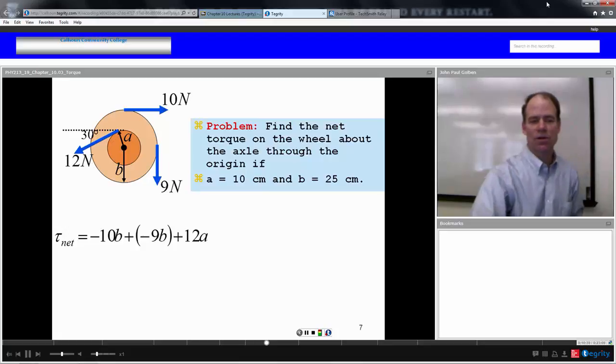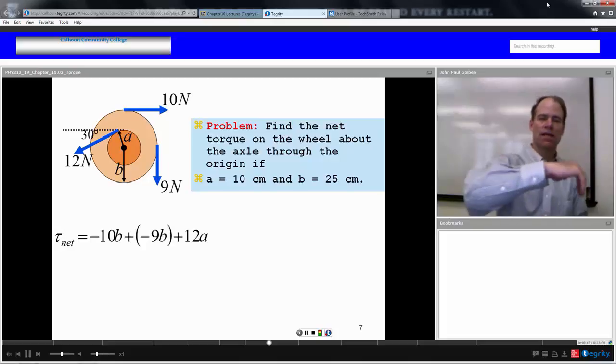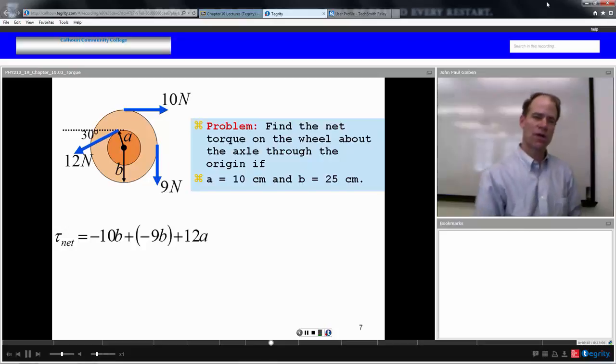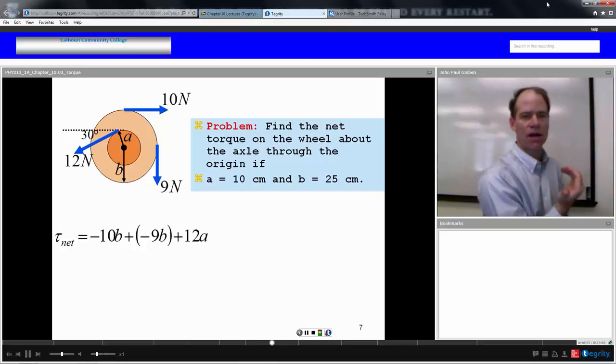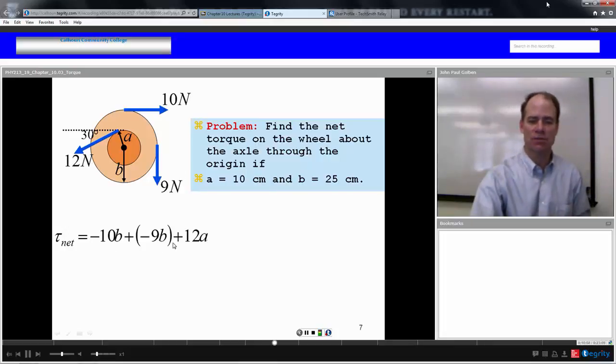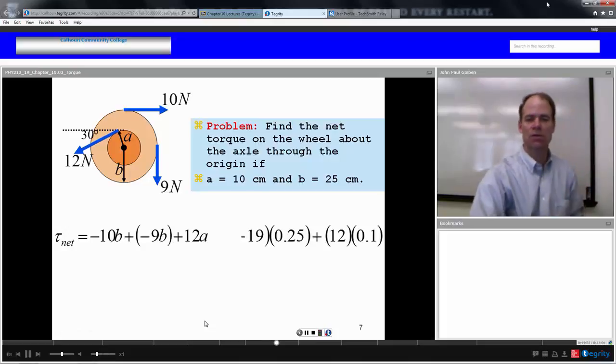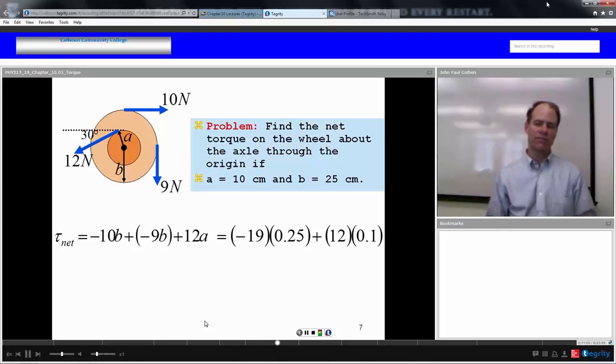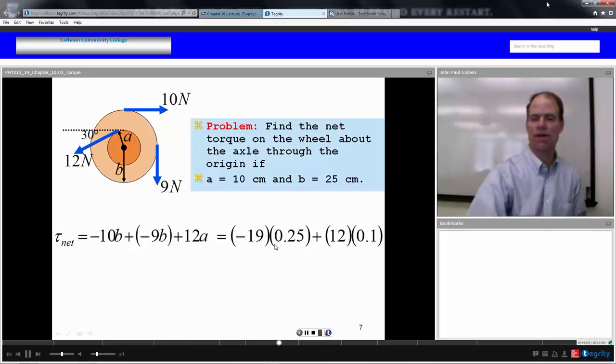So our net torque is going to be, we're going to have two negative torques because the 10 newtons and the 9 newtons are trying to make this thing rotate clockwise, which would be a negative torque, and the 12 newtons is trying to make this thing rotate counterclockwise, which would be a positive torque. So we have a negative 10 times B plus a negative 9 times B plus 12 times A. And those are our three torques. So we have a negative 19 times distance B, which is 25 centimeters or 0.25 meters.